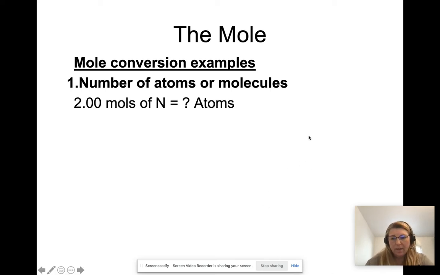Hi, as promised, I'm going to make you guys a video that sort of shows me working the examples from today's lesson. So today we're learning about converting using the mole.